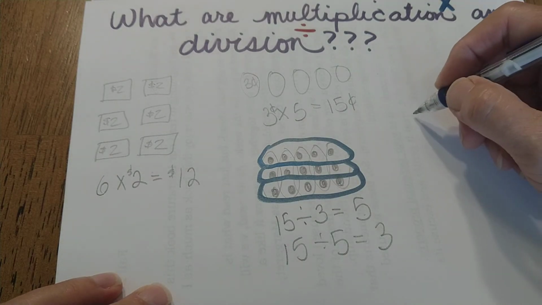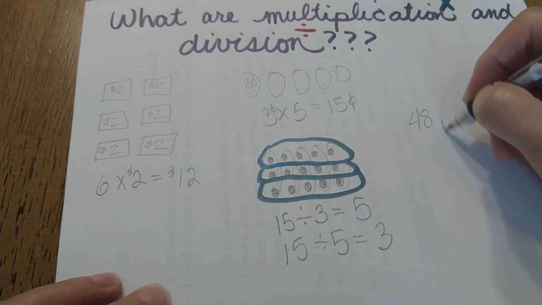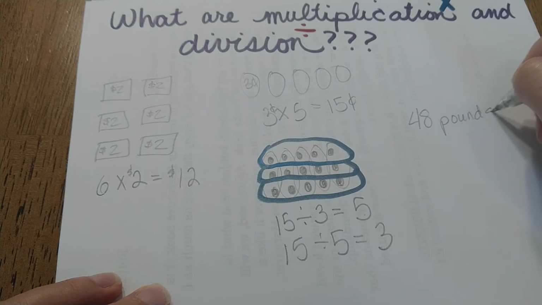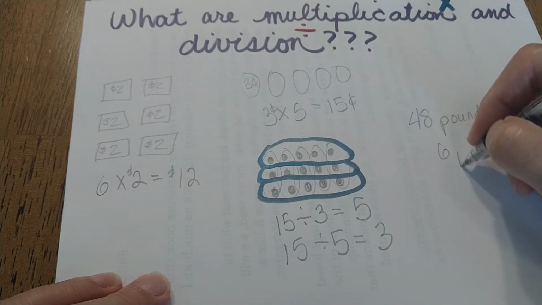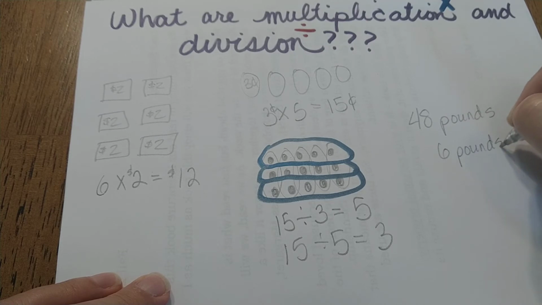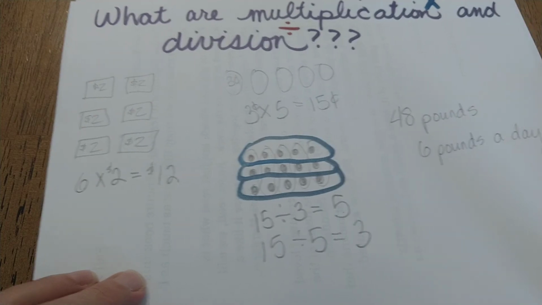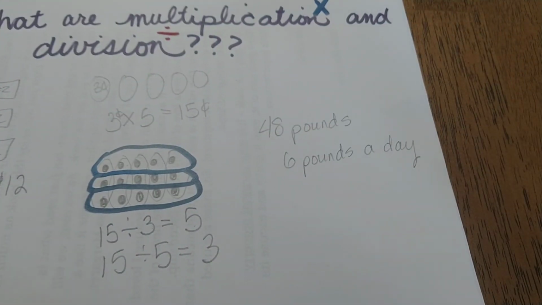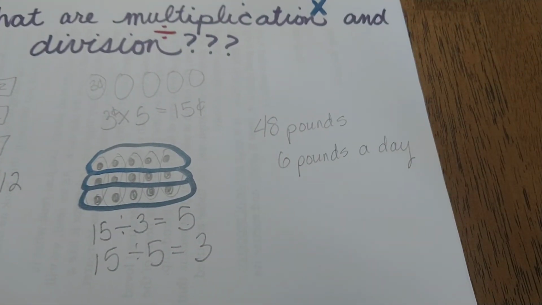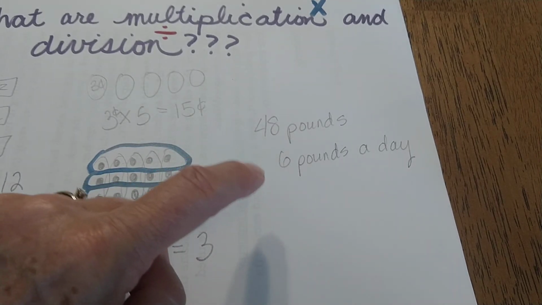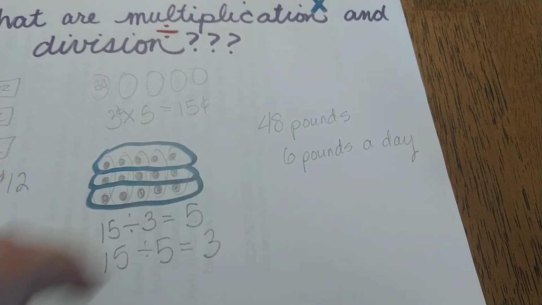If you have 48 pounds of food and your horse eats 6 pounds per day, or 6 pounds a day, they often say in the questions, how many days can you feed your horse? So you think, well, 6 times what makes 48? Because every day 6 pounds. So you're going to go 6, 6, 6, 6, 6. But how many times can you do that before you run out of food?